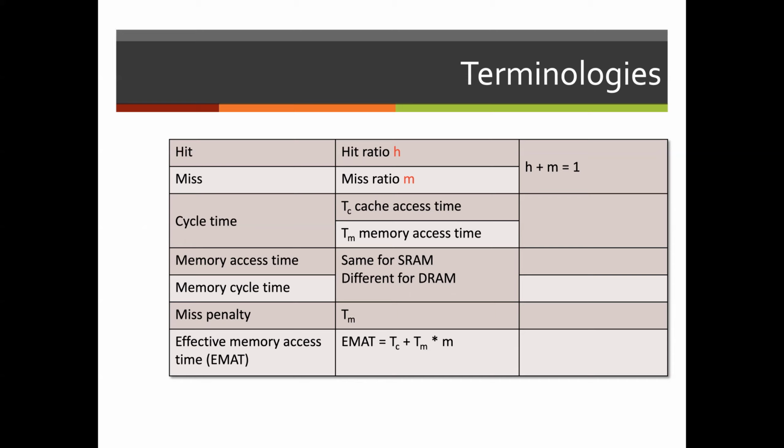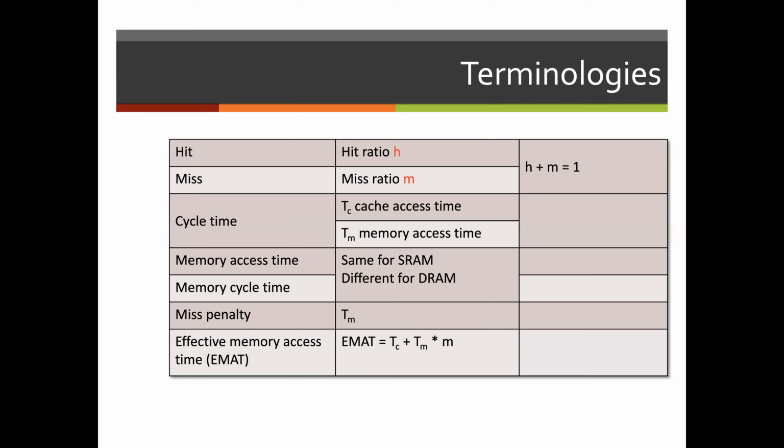A miss refers to when the CPU fails to find the data that it needs in the cache. If a miss occurs, then the data gets pulled from main memory and mapped to the cache. The miss rate, M, refers to the probability of missing data in the cache, and it's equal to 1 minus H. We also have a miss penalty as well.